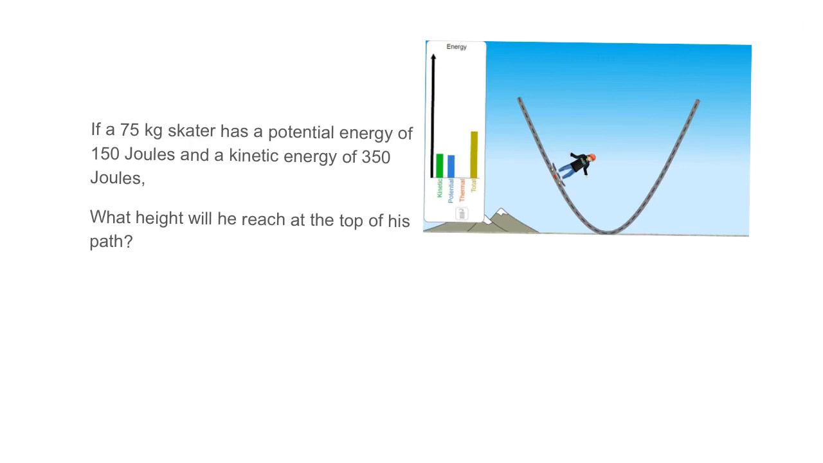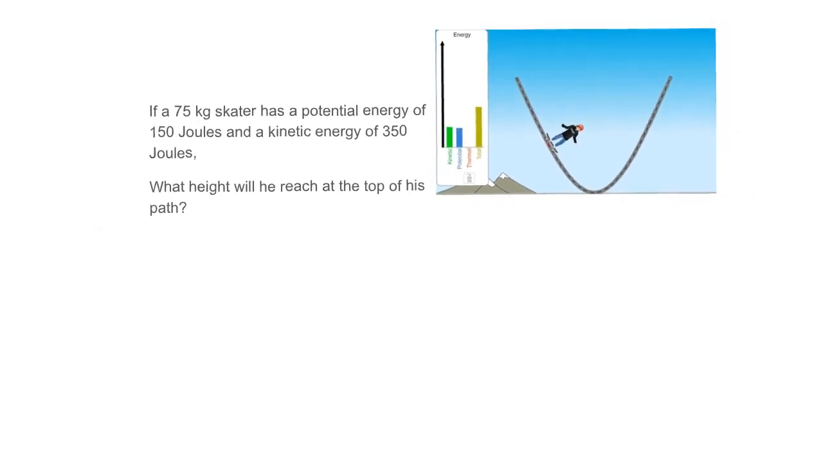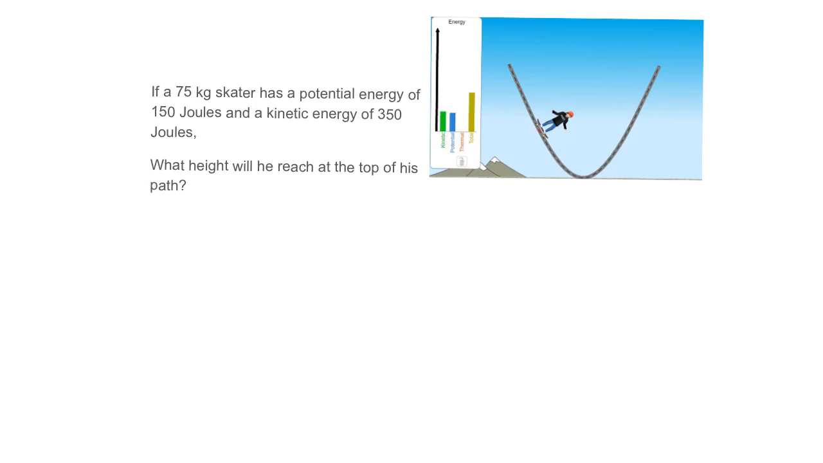If a 75 kilogram skater has a potential energy of 150 joules and a kinetic energy of 350 joules, what height will he reach at the top of his path? Now, this is a tricky problem here. So we're going to think about all of the equations that we have and what could possibly help us to solve this. So I'm going to start off by writing out all of the equations that we have.